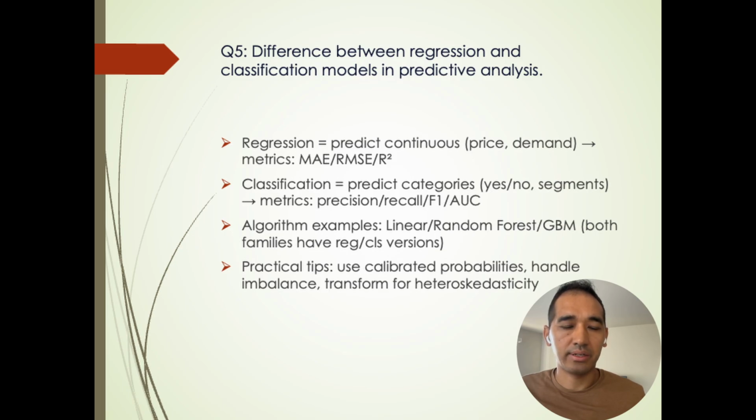The way we measure success also differs. For regression, we usually look at metrics like MAE, RMSE, or R squared. For classification, we use things like accuracy, precision, recall, or F1 score. So, when the business needs a numeric prediction, we use regression. When it needs a decision or a label, we use classification. And in both cases, it's important to pick evaluation metrics that reflect the real cost of mistakes for the business.